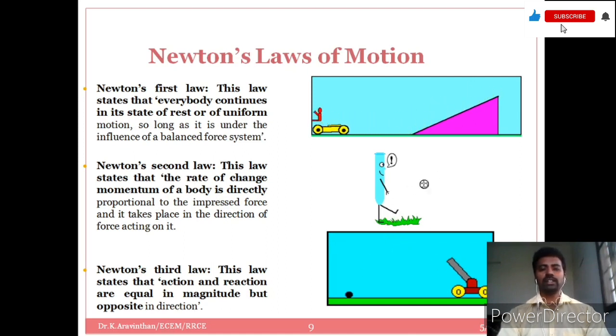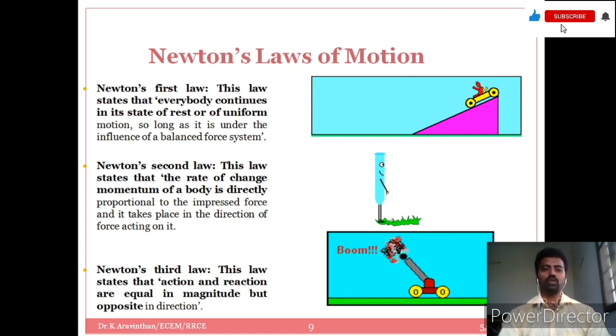Here, why are we interested in Newton's laws of motion? Because kinematics is the study of motion. That is why, if we understand the concept of Newton's laws of motion, it will give a better understanding of the motion of an object.